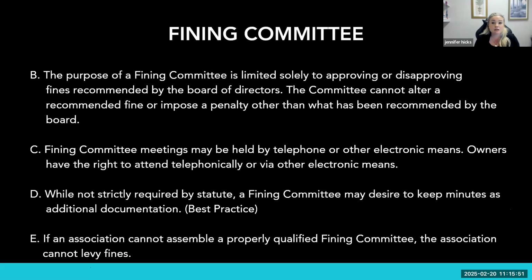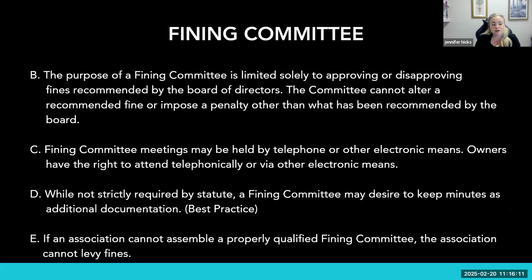While it's not strictly required by statute, we strongly recommend that your fining committee keeps meeting minutes. This is so if you fine one owner for something but not another, you have the meeting minutes to go back and say why that happened. And it's a level of protection for your owners and for your committee.